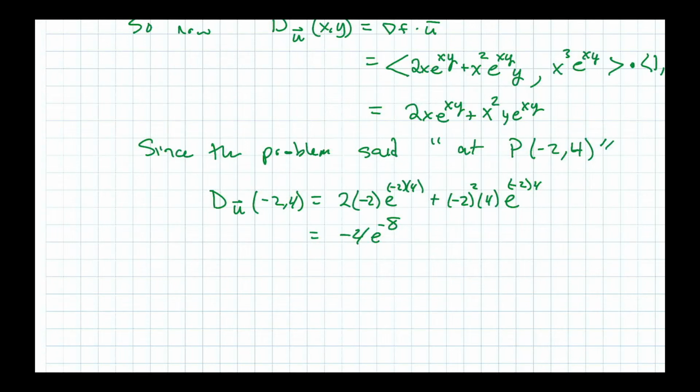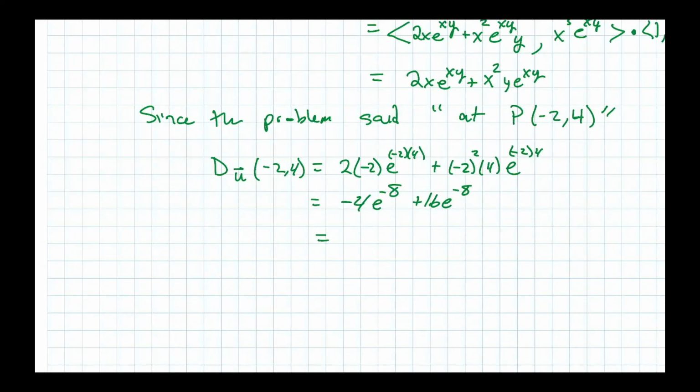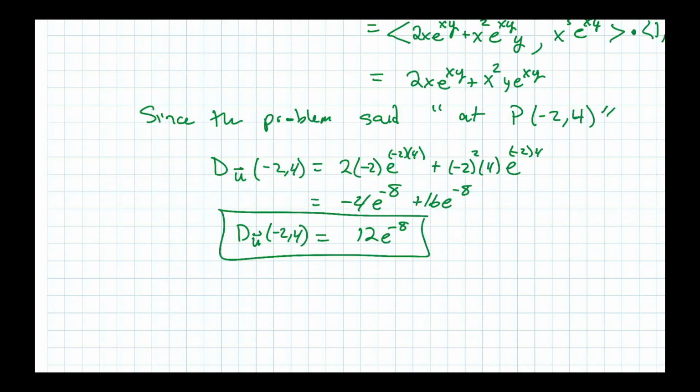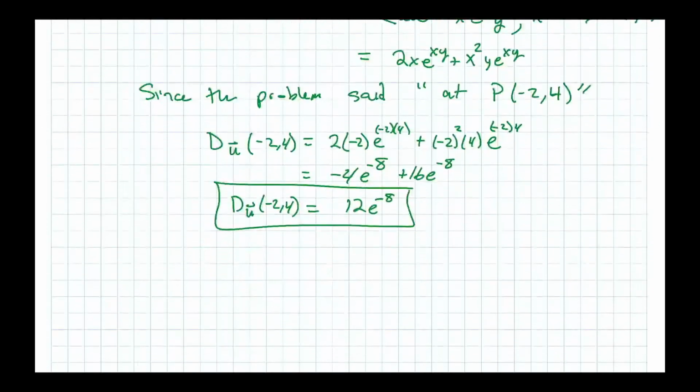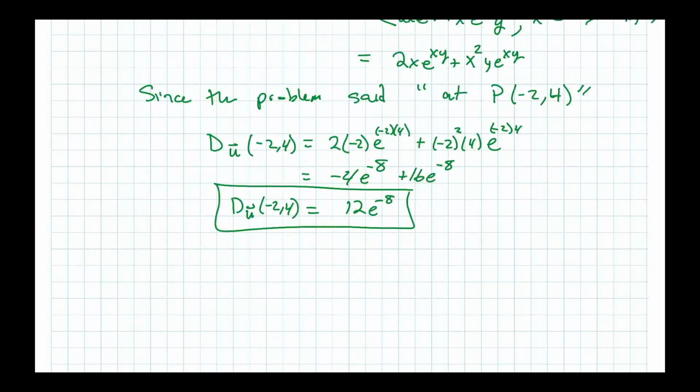And then for the other one, we get, looks like 4 times 4, which is 16, e to the -8. So overall, we end up with 12 e to the -8. And that would be our directional derivative. Again, it's a number because it's a slope in a particular direction. Okay, so that's kind of the whole story as far as calculating directional derivatives.